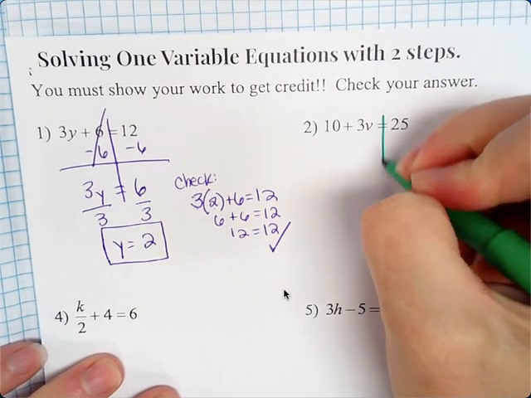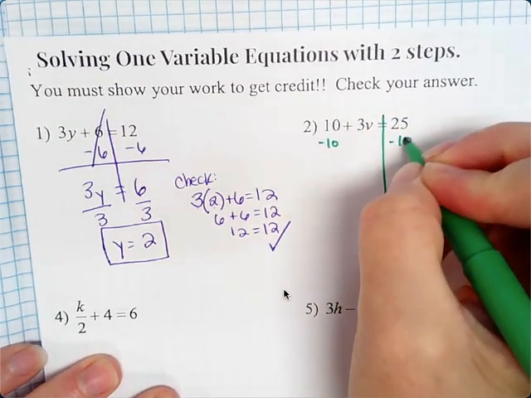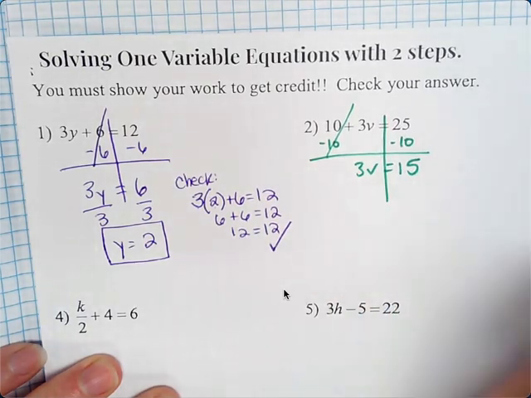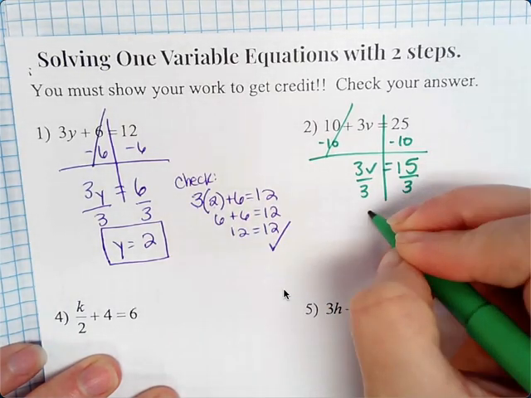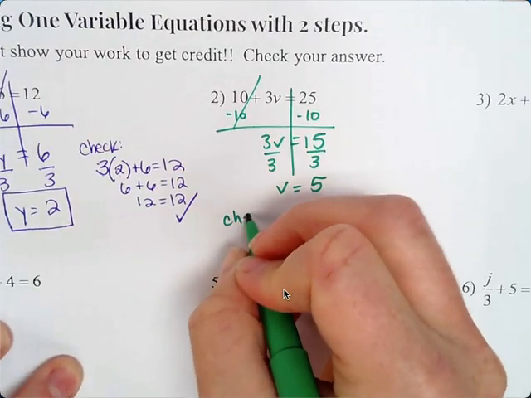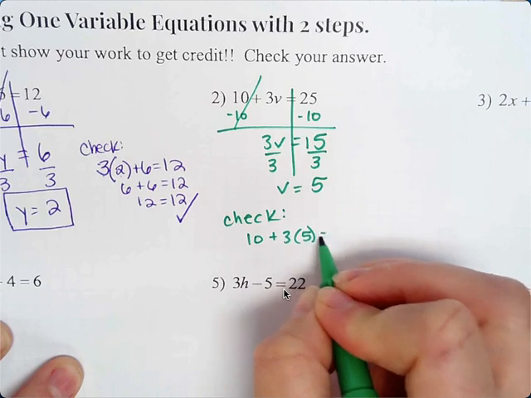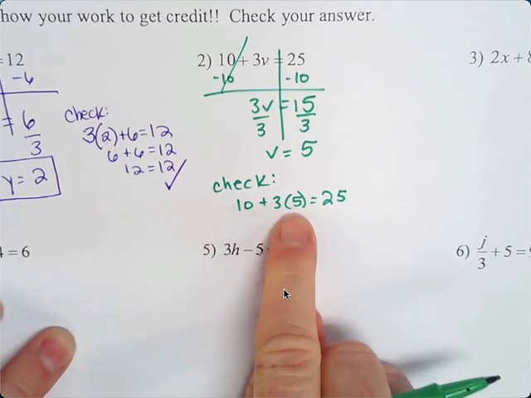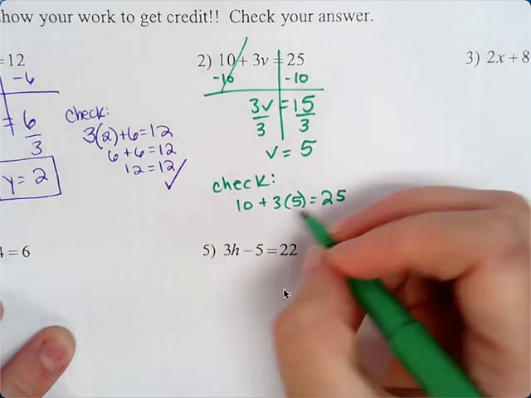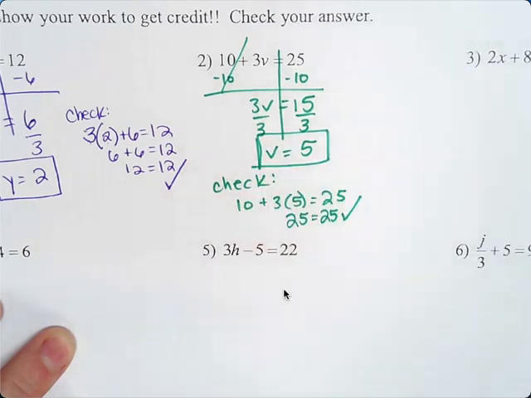Okay, the next one, they just put the constant term up front, but we know that's a positive, so we do the opposite. And then divide by 3. I'm going to check it down here. So it'll be 10 plus 3 times 5 equals 25. If I just want to put this in the calculator or just do it in my head, what's 3 times 5? Plus 10 more? So 25 equals 25. Check mark, and then put a box around my answer.